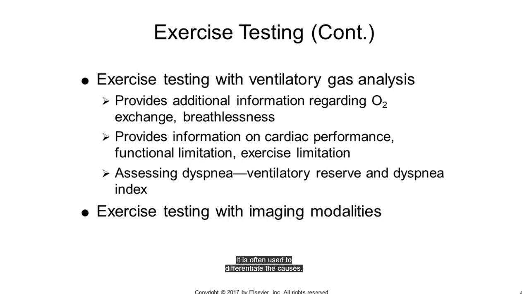It is often used to differentiate the causes of dyspnea, with dyspnea caused by underlying pulmonary disease showing rapid, shallow breathing with reduction in ventilation and tidal volume, with decreased maximum oxygen consumption and decreased volume of CO2 production. Dyspnea secondary to heart failure shows a lower than normal maximal ventilation and lower than normal maximal CO2 production.